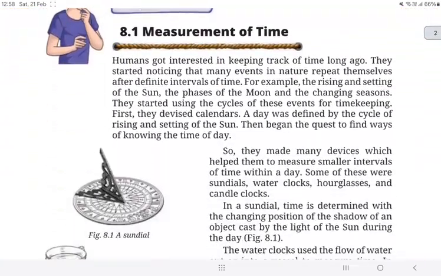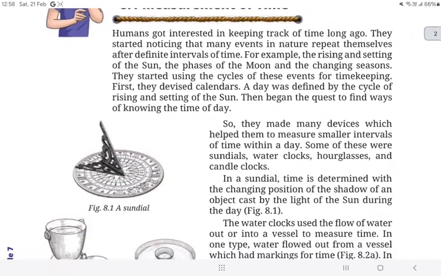Now, the measurement of time. You know that earlier when there were no devices like clocks, calendar watches, water clocks, sun dials, people used to measure the time with respect to the rising and setting of the sun, the phases of the moon, and the changing seasons.